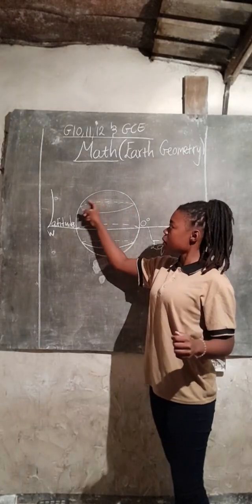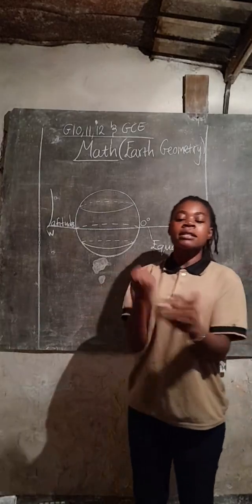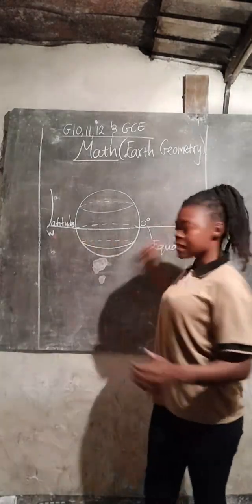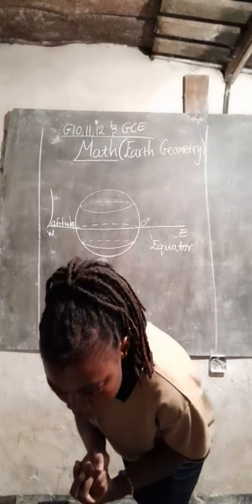This line is passing at the back of the Earth. So as long as it is running from west to east, it is a line of latitude. Any questions?